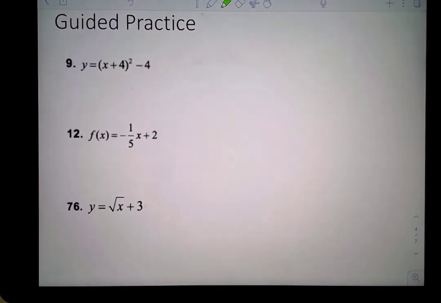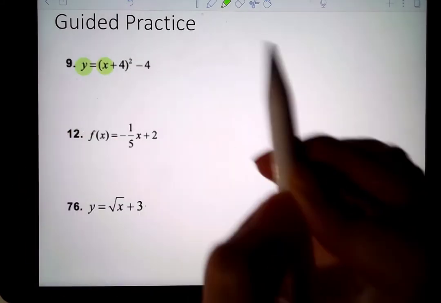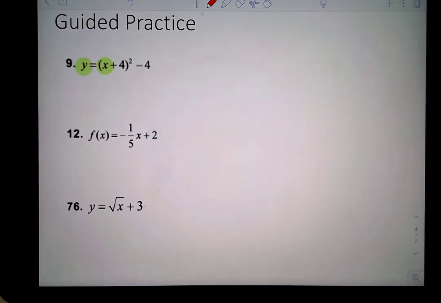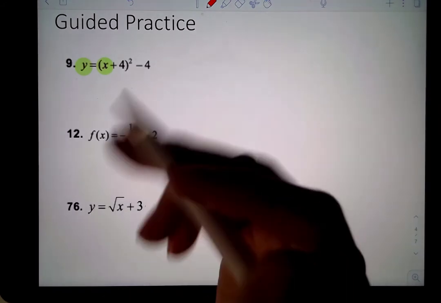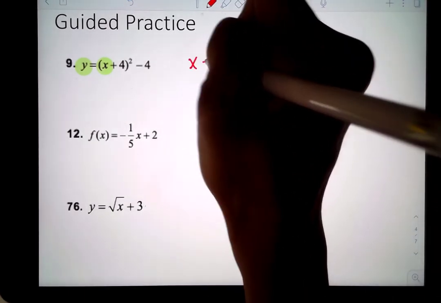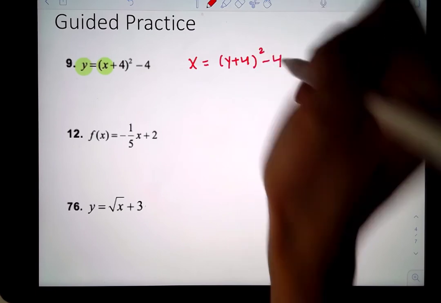And let me try one at the top. Number 9. Let me try number 9. So do you see x and y here? We need to change that one first. So y, you change it to x, x, you change it to y. So x equals, like that.